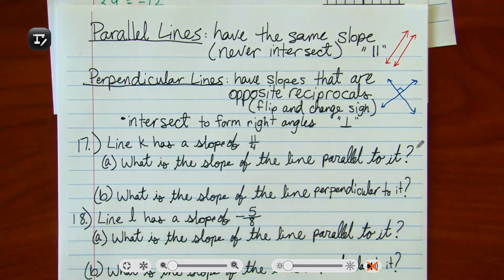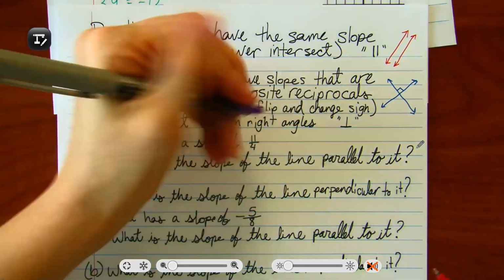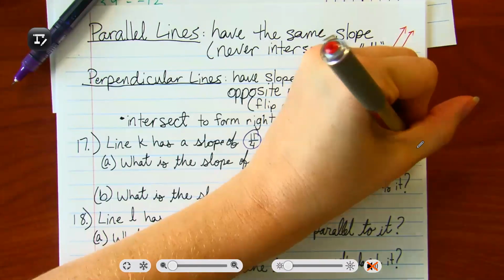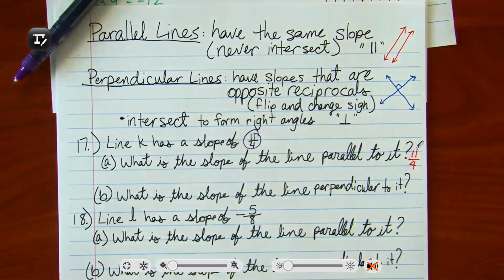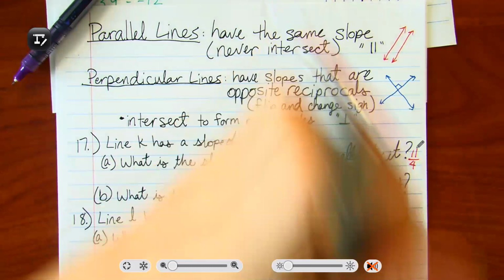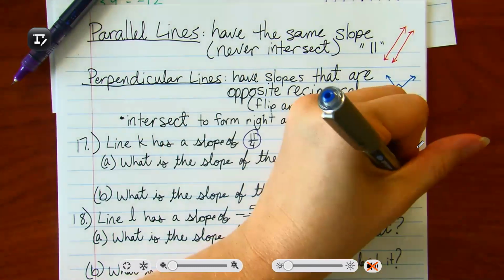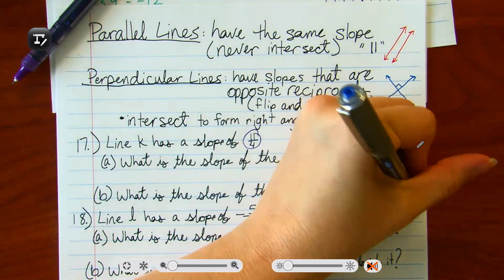Okay, so if you have a line with a slope of 11/4, then any line parallel to that is going to have a slope of 11/4. And any line that is perpendicular to that would have a slope of -4/11.